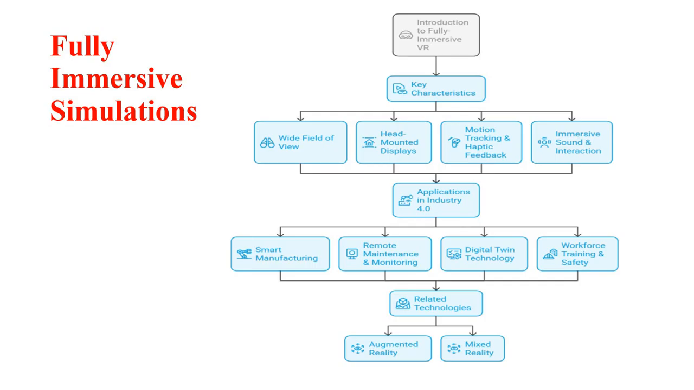Okay, and applications in Industry 4.0 are smart manufacturing, remote maintenance and monitoring, digital twin technology, and workforce training and safety. Digital twin technology is fully immersive 3D replicas of the machines and the industry systems that will enable predictive maintenance and process optimization. And here the related technologies are augmented reality and mixed reality. So here mixed reality will merge the virtual and the real world elements, and it will allow interaction with both.